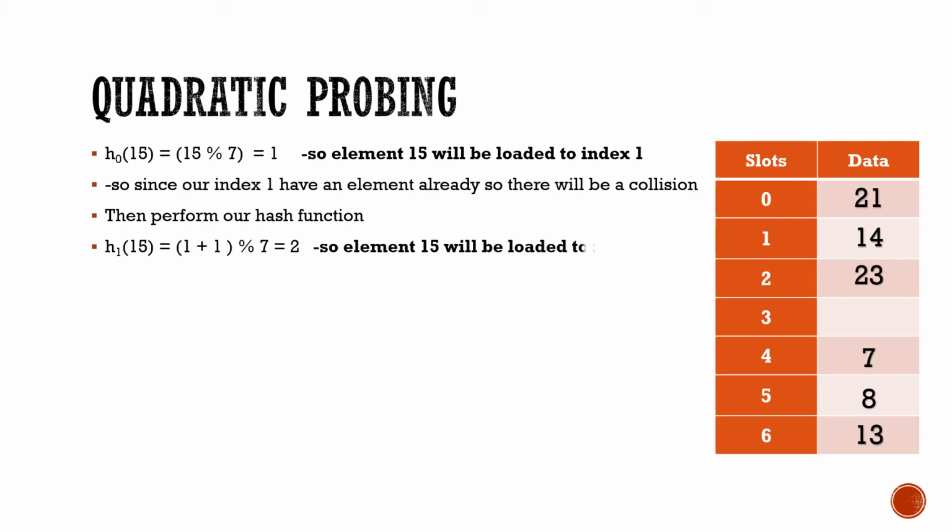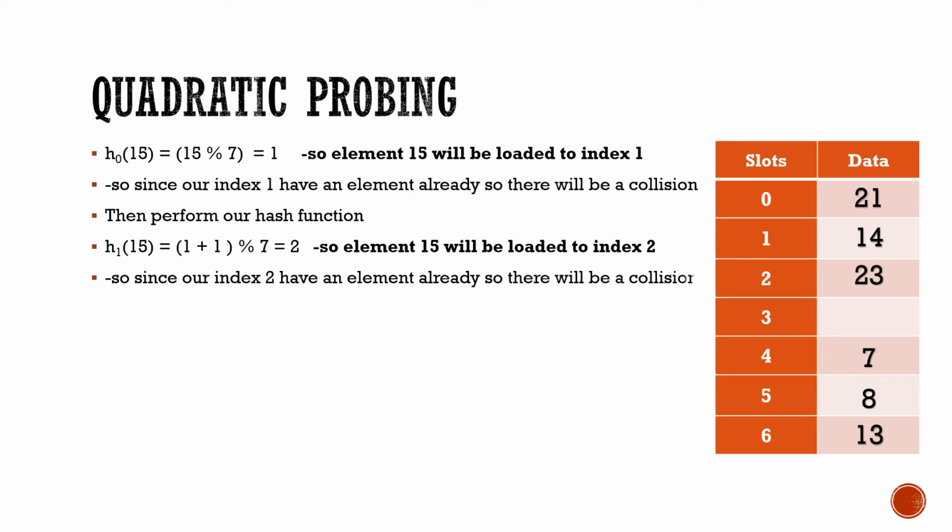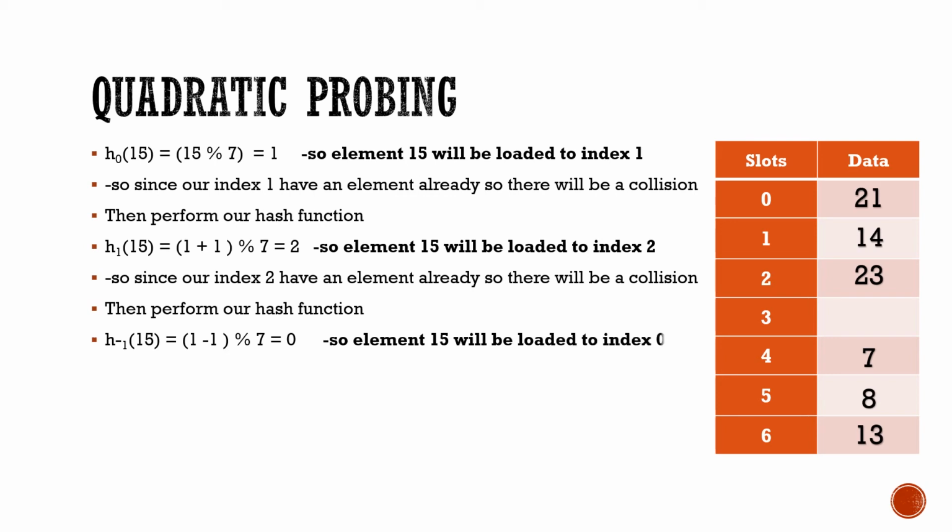So element 15 will be loaded to index 2. Since index 2 has an element already, there will be a collision. Then perform our hash function. h_{-1} of 15 equals 1 minus 1 modulo 7 equals 0. So element 15 will be loaded to index 0.